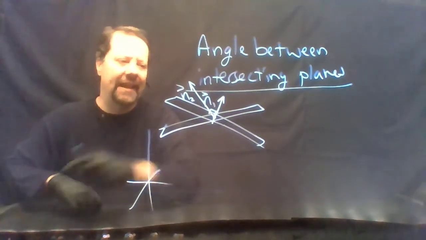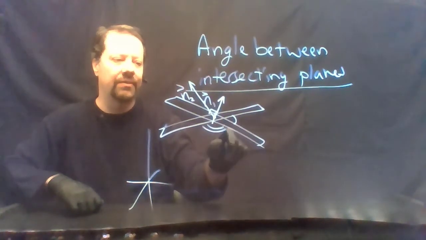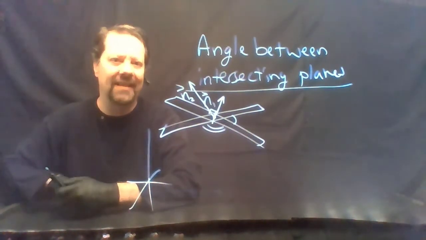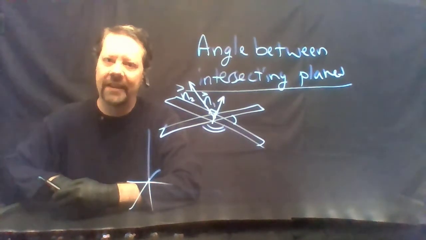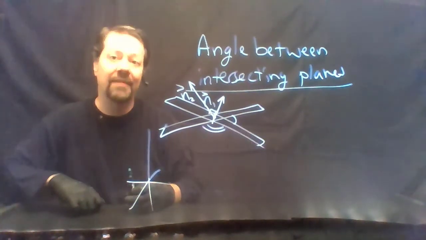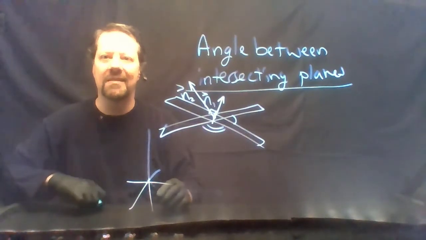Every pair of planes actually has two angles. There's angle 1 and angle 2. Which one is the angle between the planes? The answer is, by convention, we always take the acute one. So the smaller of the two, the acute angle, will represent the angle between the two planes.